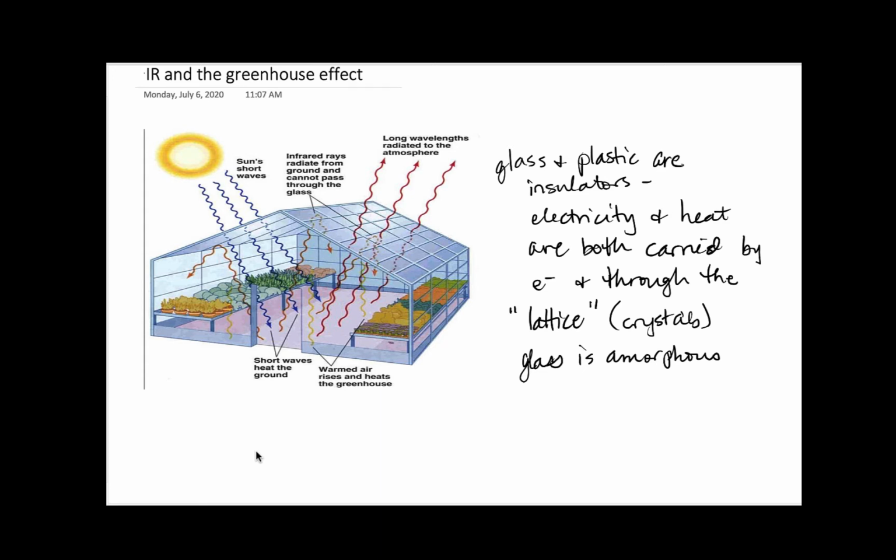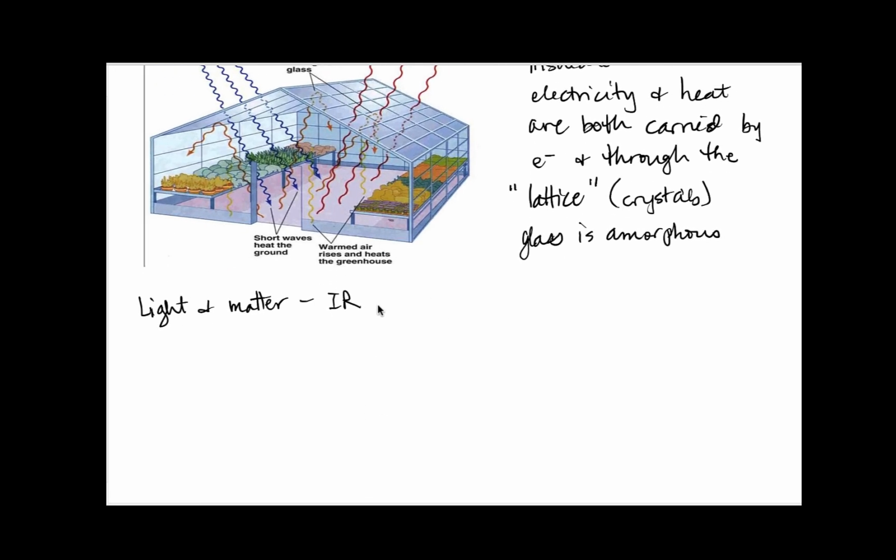So let's look a little bit more at the interaction of light and matter. We talked about this in the electromagnetic radiation video, and we're going to focus on infrared radiation here. In that electromagnetic radiation video, I talked about how when we have infrared radiation, what we're looking at is bond vibration if the molecule has a change in its dipole during the vibration.